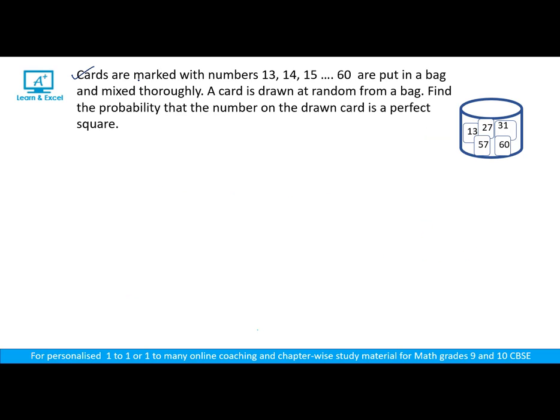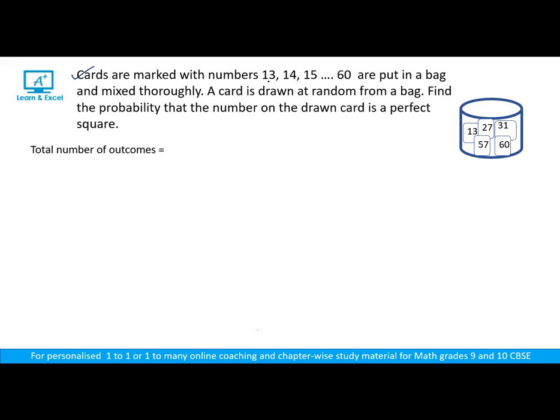Now let us solve this example where cards are marked with numbers 13, 14, 15 to 60 and are put in a bag and mixed thoroughly. A card is drawn at random from the bag. We have to find the probability that the number on the drawn card is a perfect square. Let us now find the total number of outcomes. In the previous example, we had cards from 1 to 30, so it was very easy. We wrote the total number of outcomes as 30.